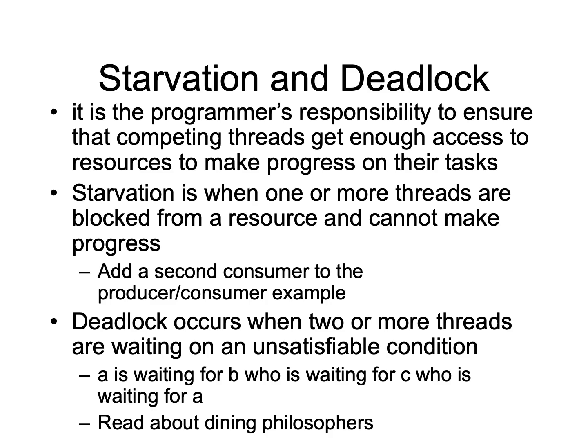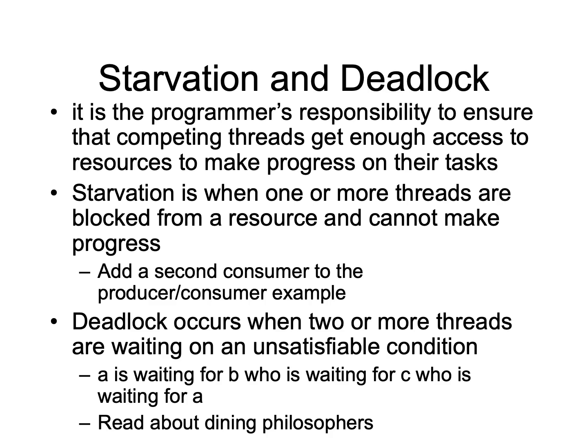There's two main concepts in terms of thread management, and that's starvation and deadlock. It's the programmer's responsibility to make sure that your threads get access to resources to make progress on their tasks, which means you have to design your system so that starvation and deadlock don't happen. Starvation is when one or more threads are blocked from a resource and can't make progress.